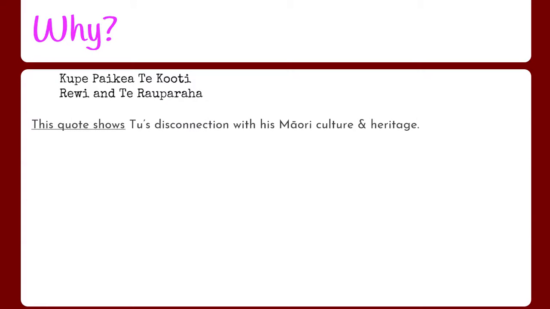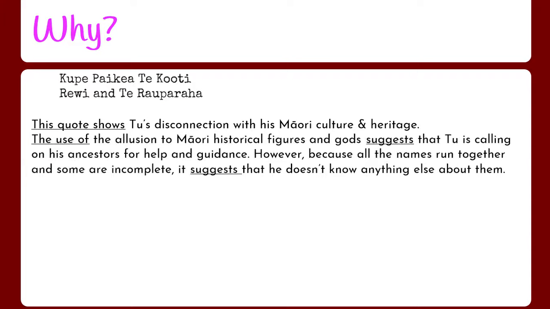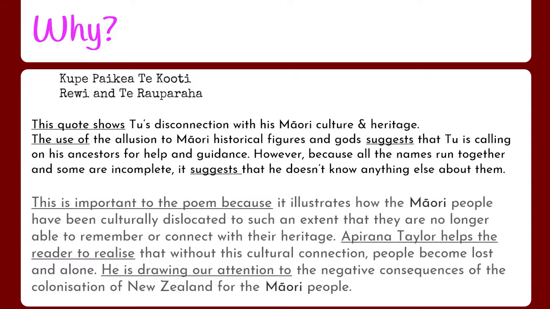So, continuing with my example, Kupe paikia te kuti rewi in Tarapraha. This quote shows Tu's disconnection with his Māori culture and heritage. The use of the allusion to Māori historical figures and gods suggests that Tu is calling on his ancestors for help and guidance. However, because all the names run together and some are incomplete, it suggests that he doesn't know anything else about them. So that's my what and my how. And then I have my why.